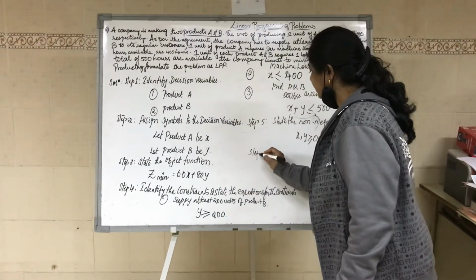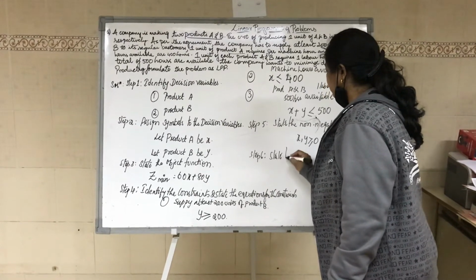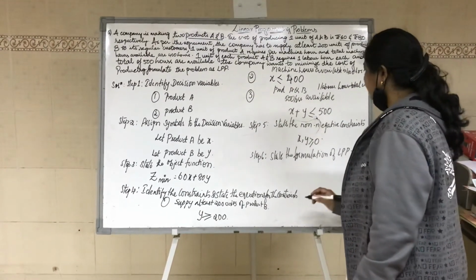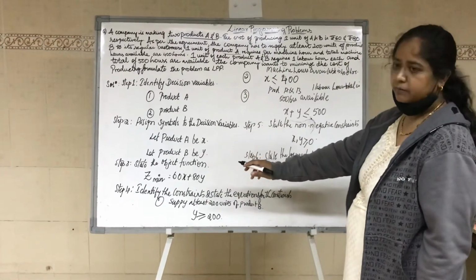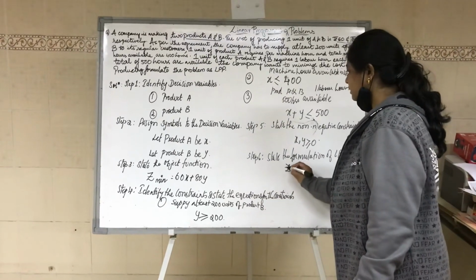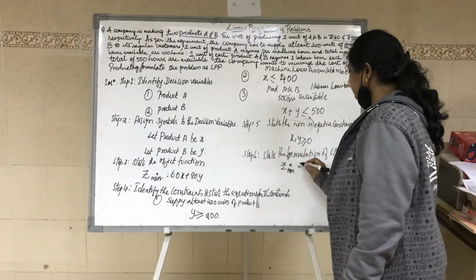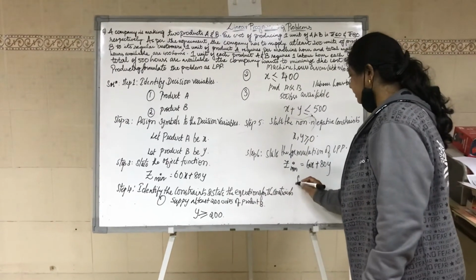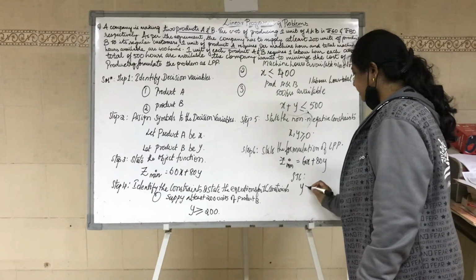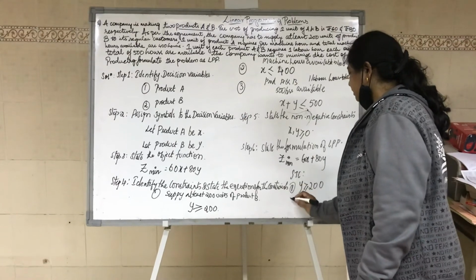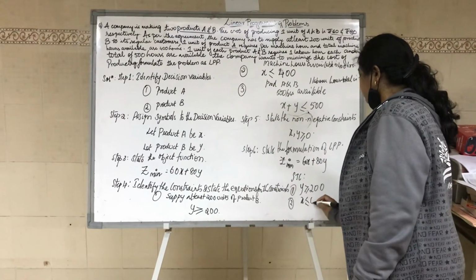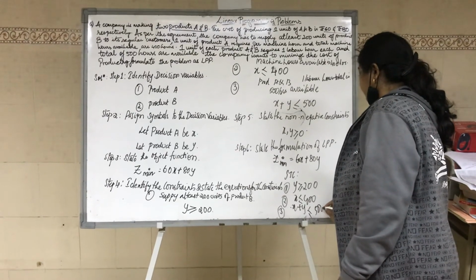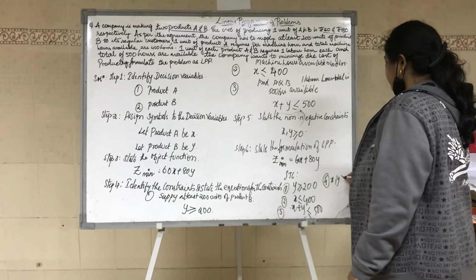Then step 6, state the formulation of LPP. First, you will write the cost, minimizing the cost. That is, Z min is equal to 60x plus 80y. Then subject to constraints, STC, which is y is greater than or equal to 200. Second, x is less than or equal to 400. Third, x plus y should be less than or equal to 500. And the non-negative constraint is x comma y should be greater than or equal to 0.